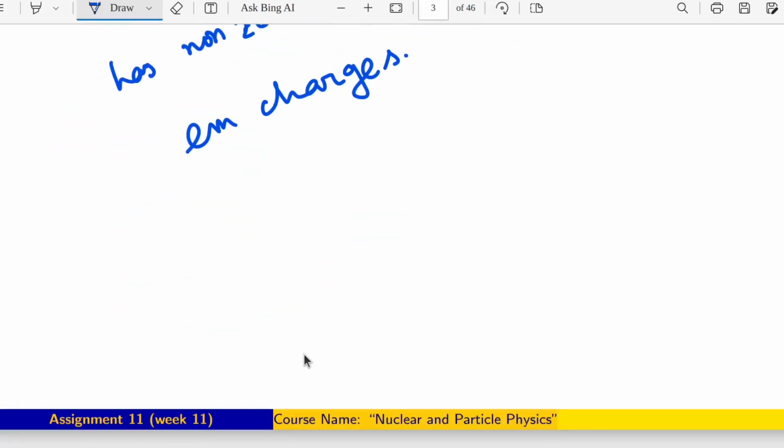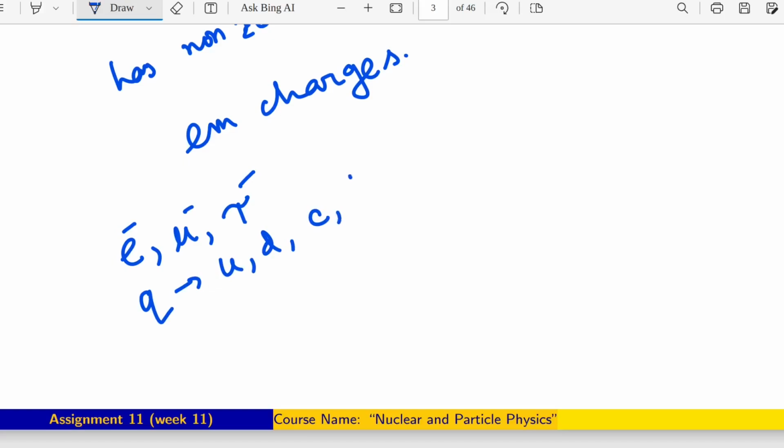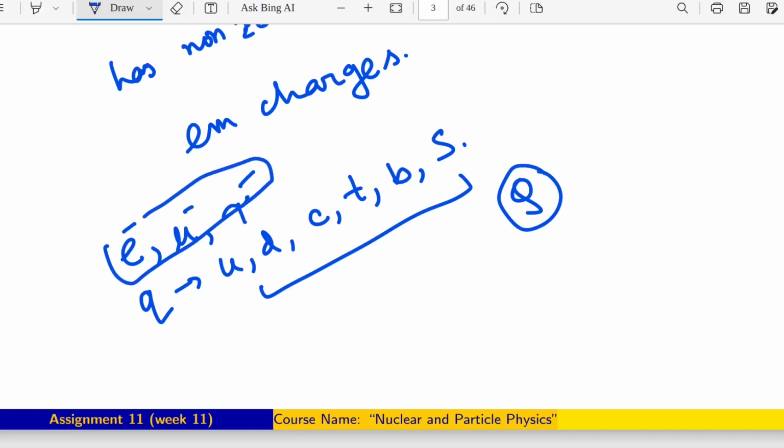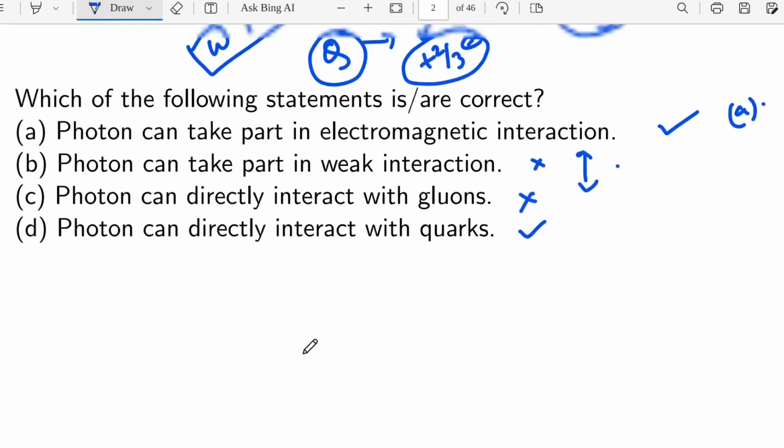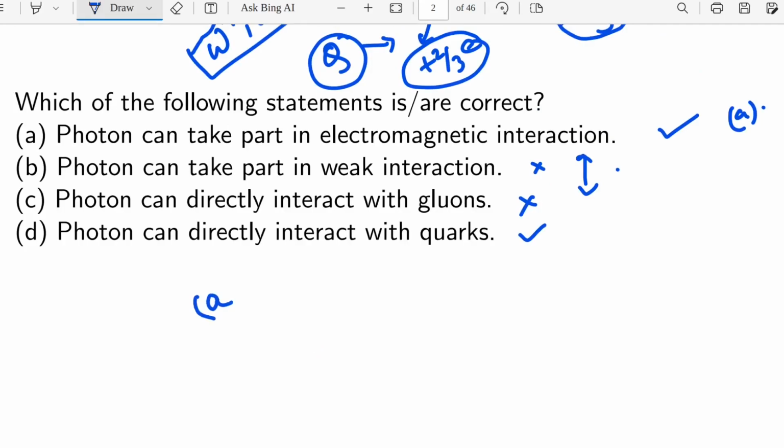Now you can see that obviously our leptons, that means e minus, mu minus, tau minus, and our quarks, that means U, D, C, S, T, B, these 6 have charges Q. The charged leptons also have non-zero charges. So that's why these leptons as well as these quarks can interact with photon gamma. So whatever is given in that question, the correct answer will be that it can interact with electromagnetic interaction, it can also interact with quarks, and these two will not be the correct one. So A and D will be the correct one.